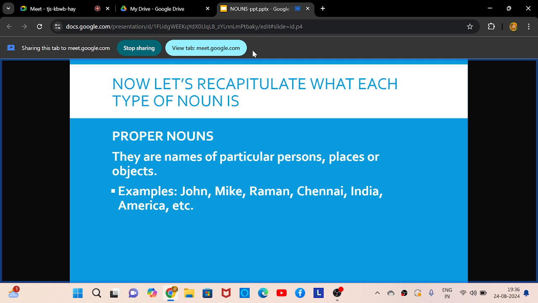So proper nouns are names of particular persons, places, or objects. For example, John. John is a proper noun because it is the name of a particular person. Mike, it is another name. It is yet another name for a person. Raman, it is the name of another person. Chennai, it is the name of a city. India, it is the name of a specific country.